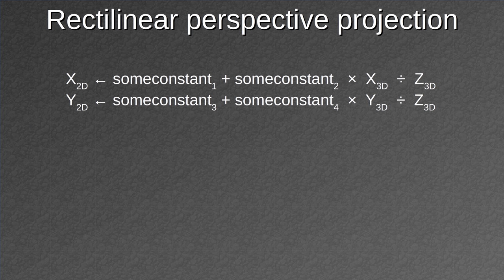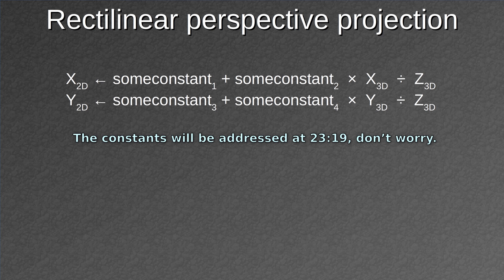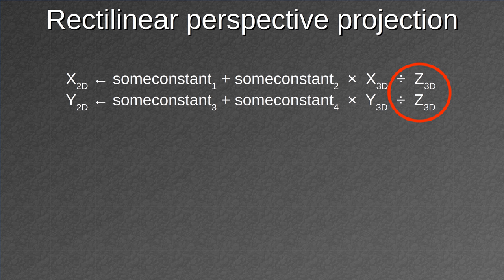In a rectilinear perspective projection, the two-dimensional screen coordinates are created by dividing the three-dimensional x and y coordinates by the three-dimensional z coordinate. There are also some constants involved, but let's not focus on those right now. This division is the magic that makes the perspective happen. As the z-coordinate, that is distance from viewer, increases, the details diminish in size because they are divided by a larger number. Dividing by a larger number means the result is smaller.